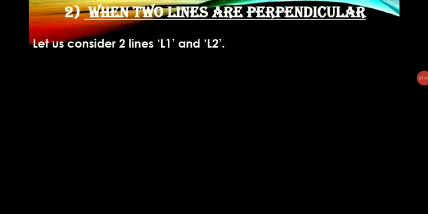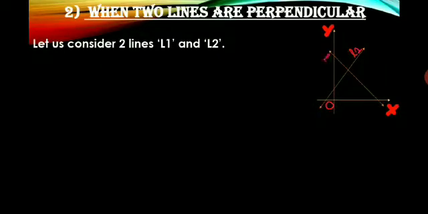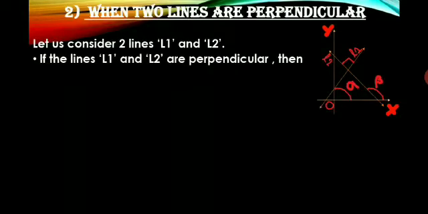When two lines are perpendicular, let us consider two lines L1 and L2. The y-axis, the x-axis, the origin, line L1 and another line L2, and angle between L1 and L2 is 90 degree, and the inclinations alpha and another inclination beta. If the lines L1 and L2 are perpendicular, then beta equals alpha plus 90 degree.